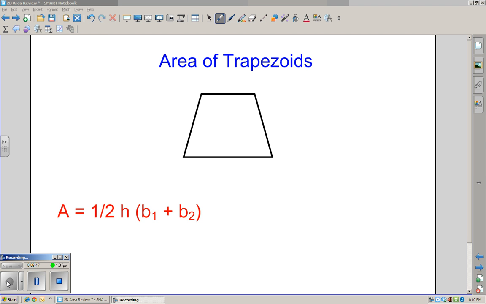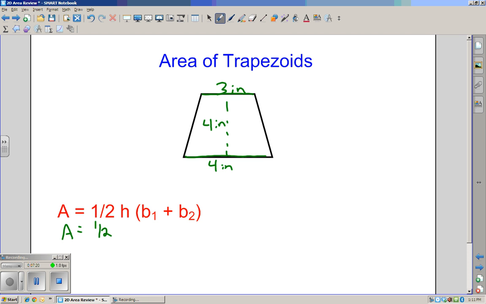Let's say my top of my trapezoid, as you notice, my top and my bottom base are different lengths. So let's say my top base is 3 inches, and my bottom base is 4 inches. And the height of my trapezoid is also 4 inches. All right, let's just plug numbers into the equation. So I have 1/2 of my height, which is 4 inches, and then in parentheses, my bases.